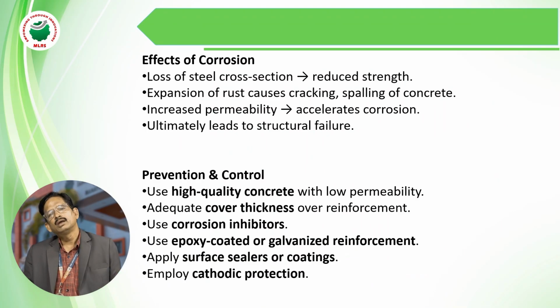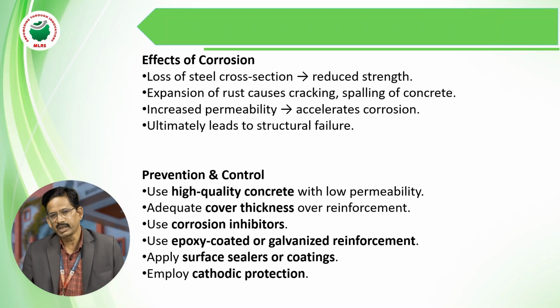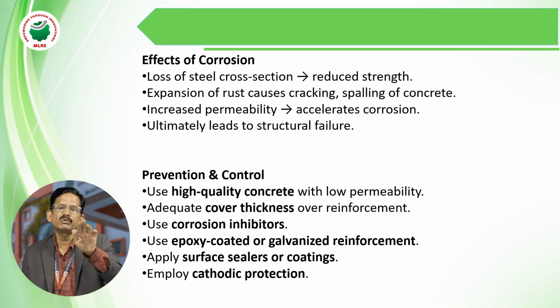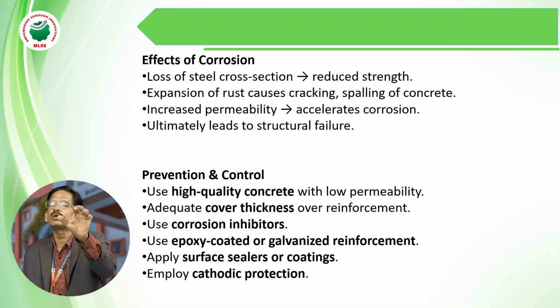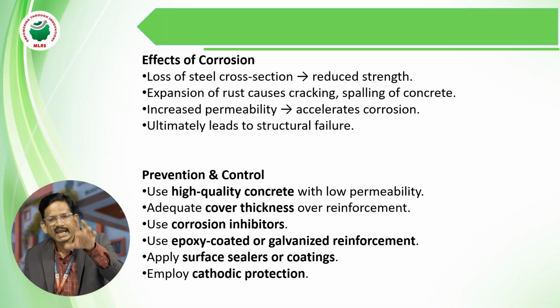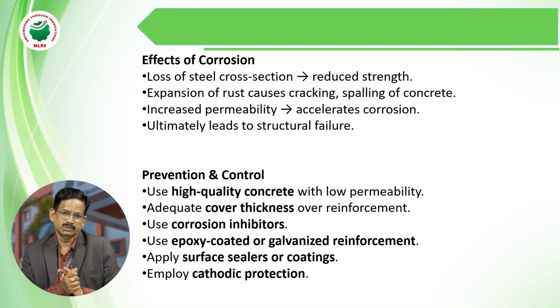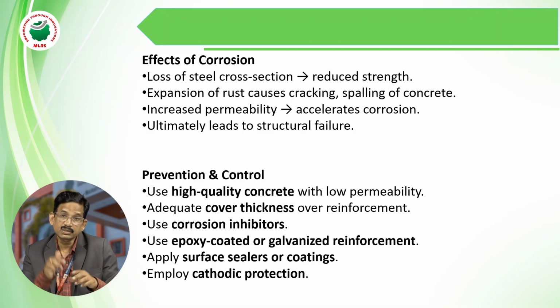Next, what are the effects of the corrosion? Loss of the steel cross section. The main disadvantage is that because of the corrosion, the cross section will automatically be reduced. Suppose you are using a 12 mm diameter bar, what is the area? Pi by 4 into d square, pi by 4 into 144, that is the original cross-section area. If the steel is corroded, we don't get the 12 mm. Instead of 12 mm, we get 10 mm. So the cross-section area of the bar will be reduced. Instead of the 12 mm diameter rod area, we get the 10 mm diameter rod area because of the corrosion.